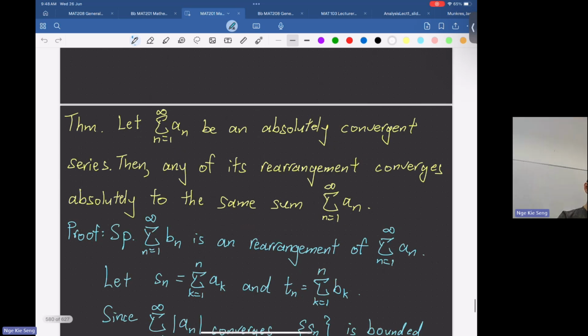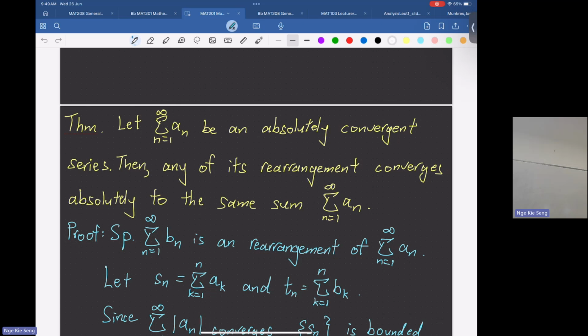So the first result we said last time is, if your series converges absolutely, then any rearrangement also converges absolutely to the same sum. I put the proof inside this lecture note so you can read it, but it's not very important. But you should be able to understand the proof. There's some trick they use, and that's why this proof is quite long. Please read it in the lecture notes.